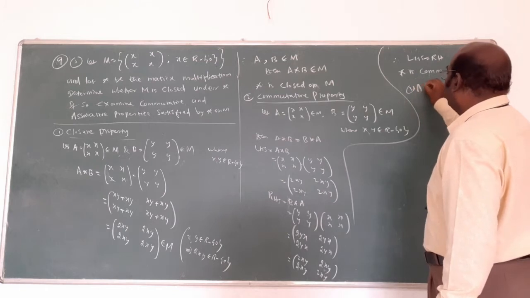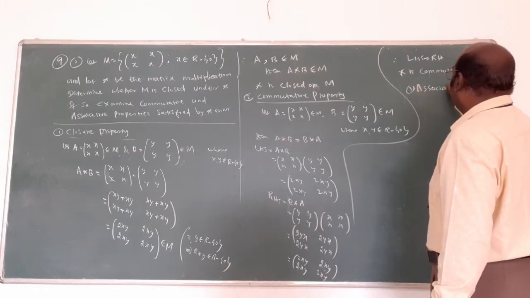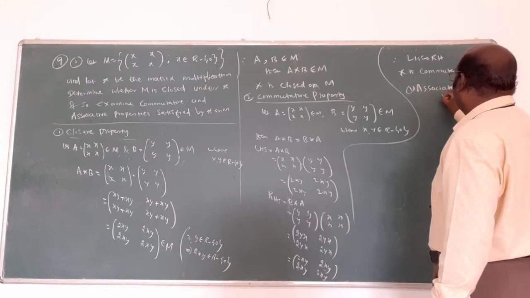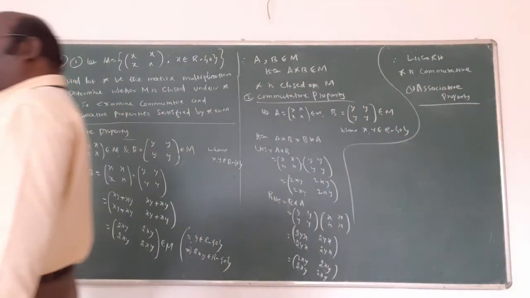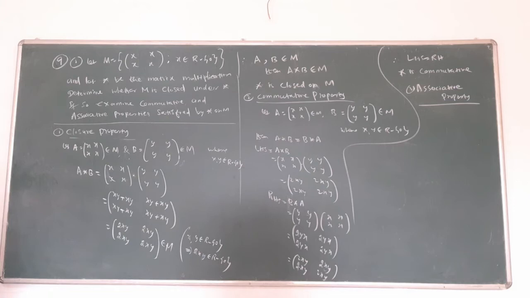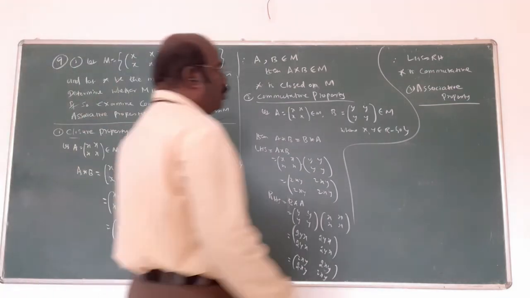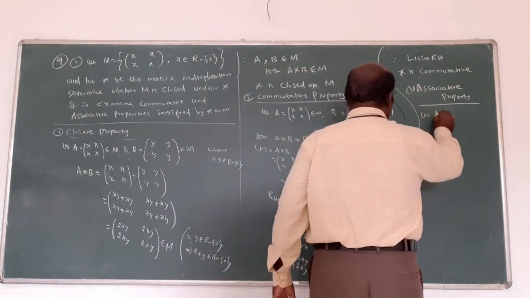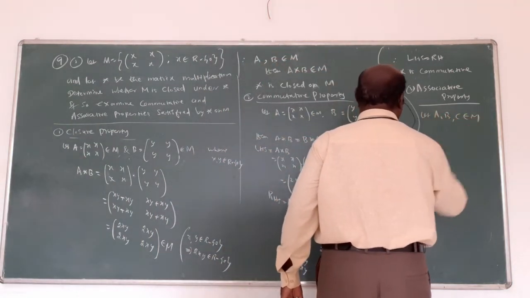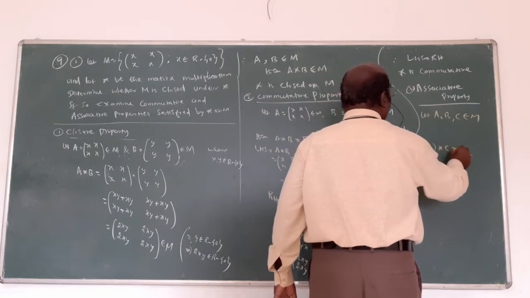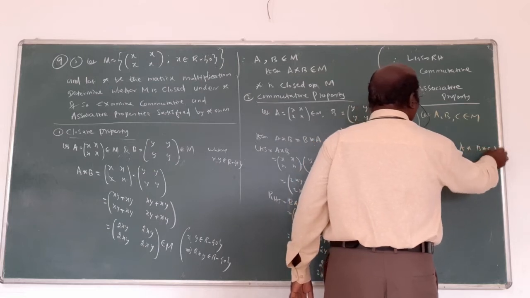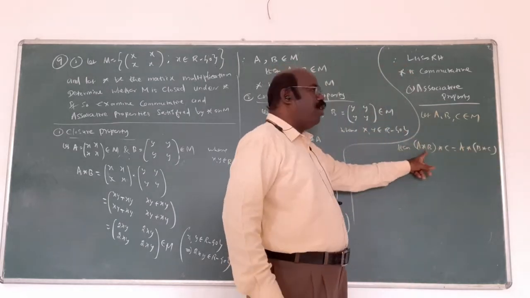Associative problem. Now, the associative property means you take three elements. In the commutative property you consider two elements, but here three elements belong to M. Let A, B, C belong to M. Then what is the formula? A star B star C equals A star B star C. This is the formula. Star represents multiplication.